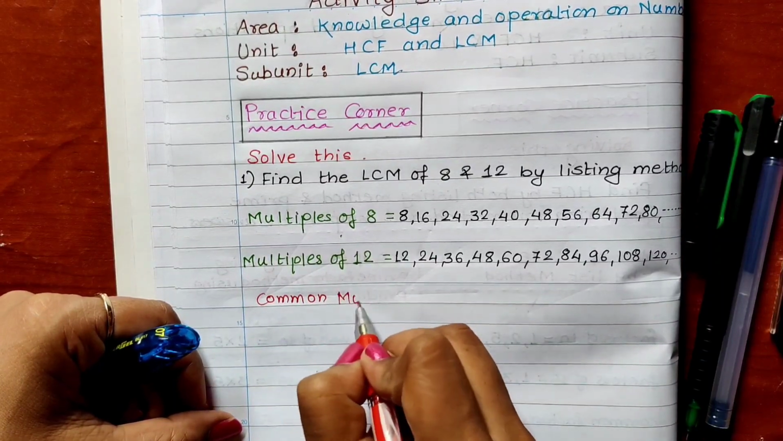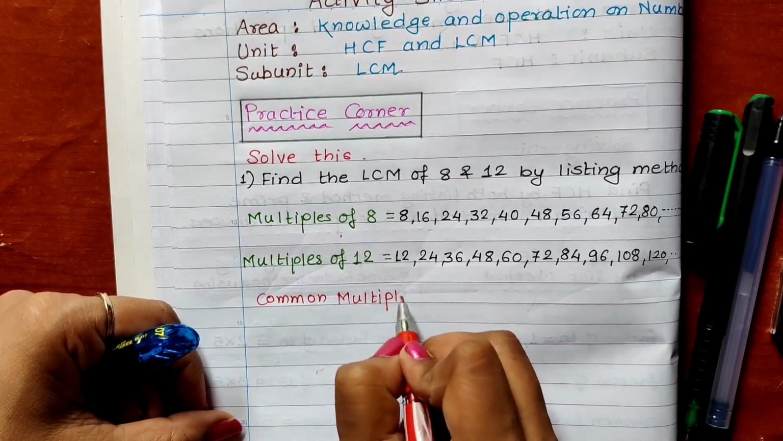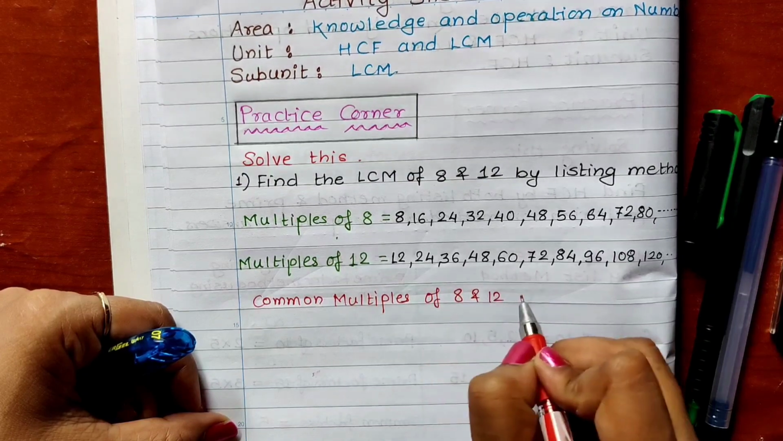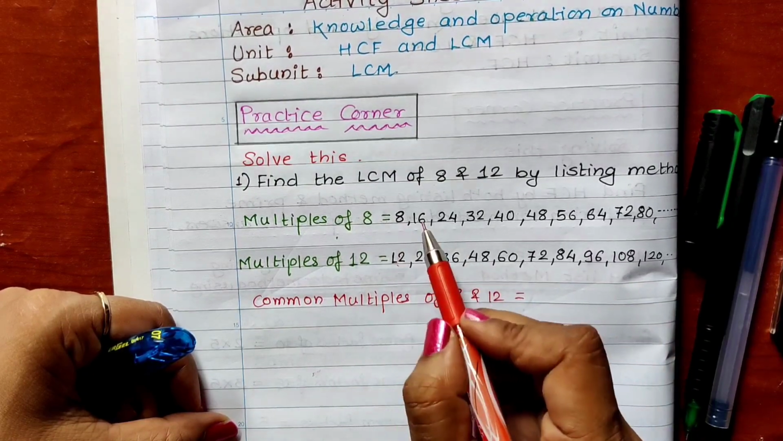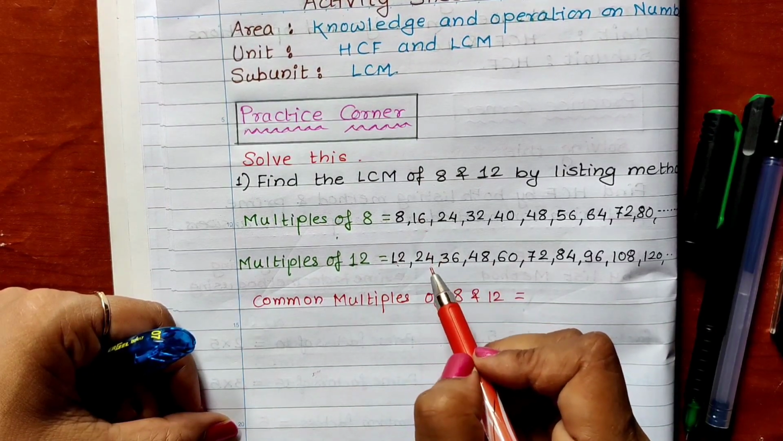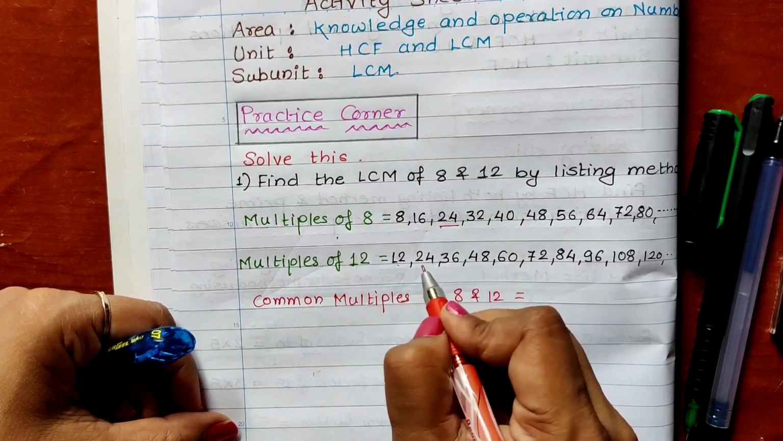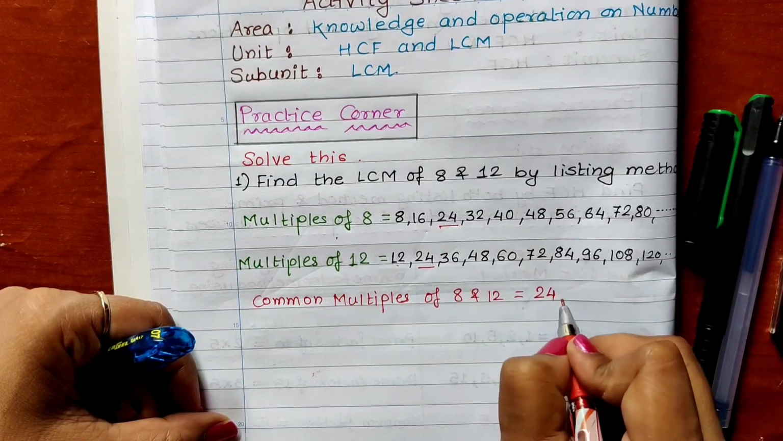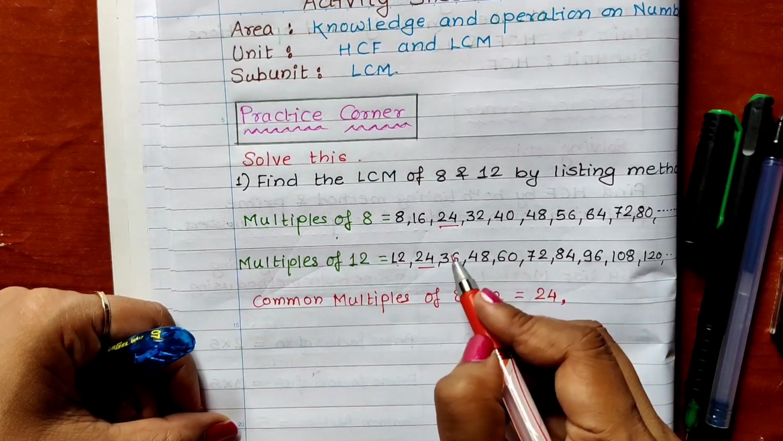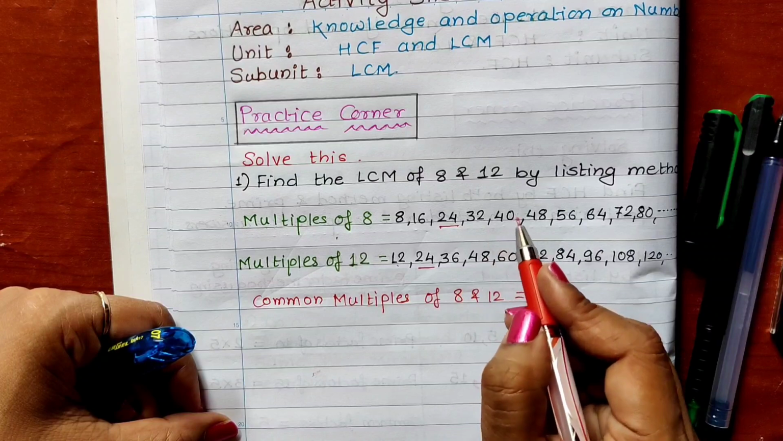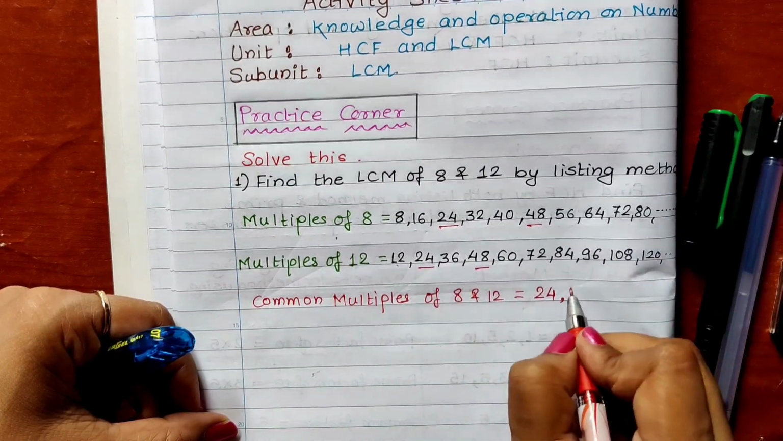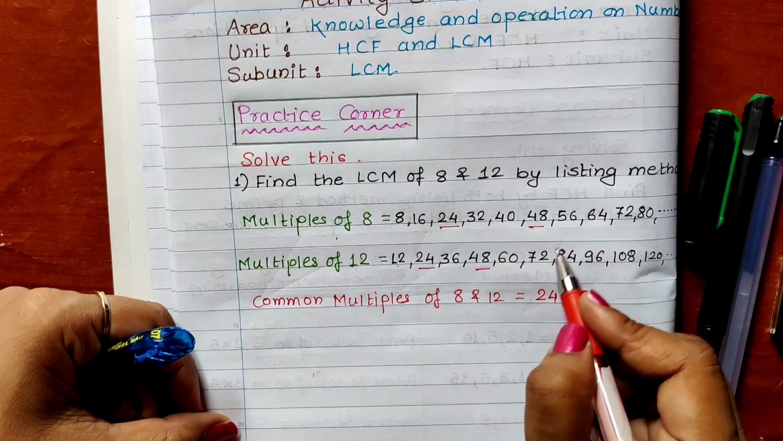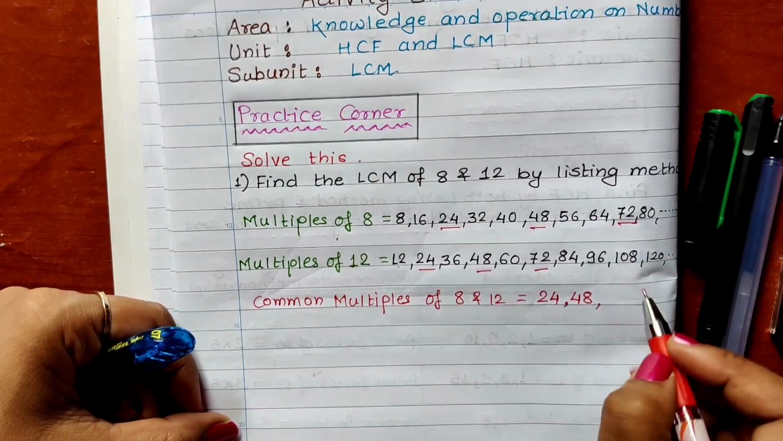Common multiples of 8 and 12. Which are the common? Let us see. 8 is not common. 12 is not common. 16, 24. Yes, 24 is common. So I will be writing 24. After 24, 32, 36, 40, 48. 48 is common. Then 50, 60, 64, 72. 72 is common.